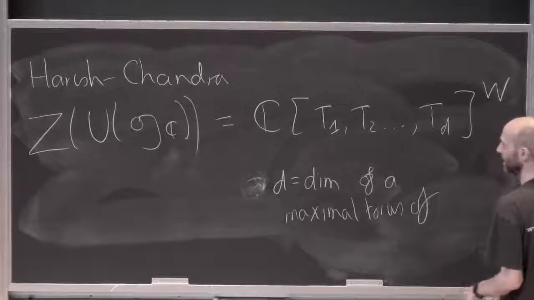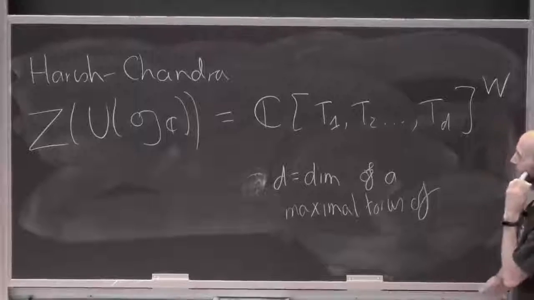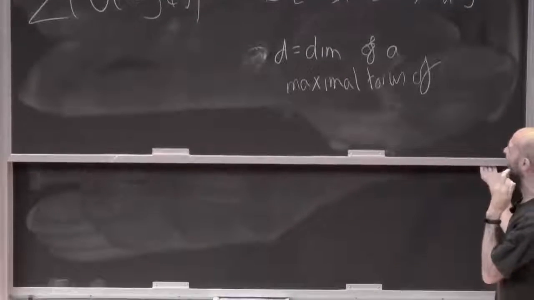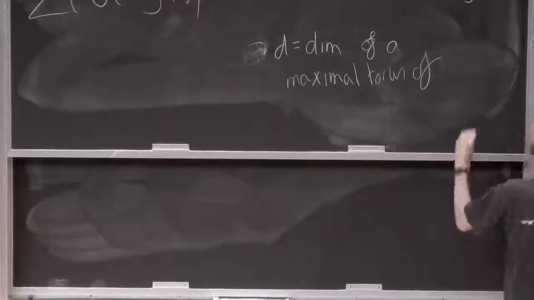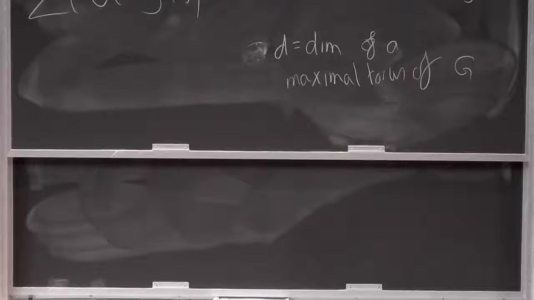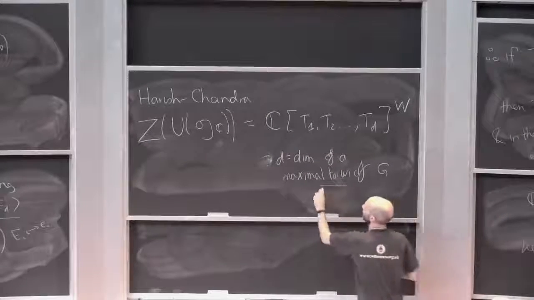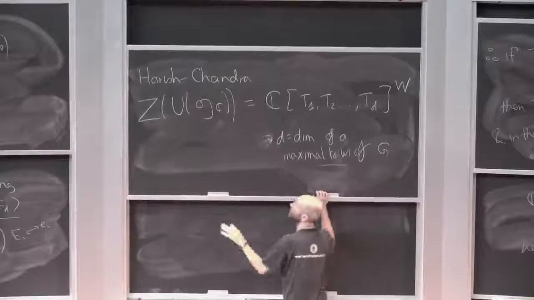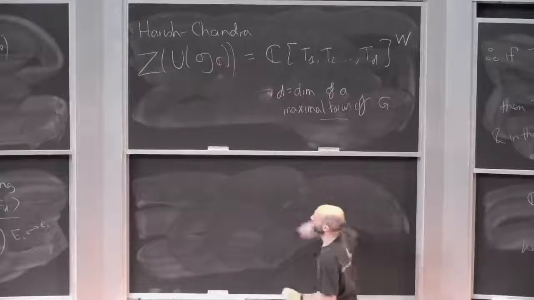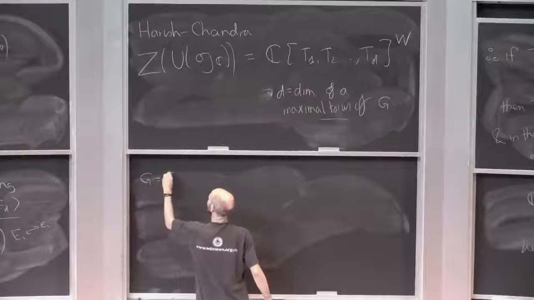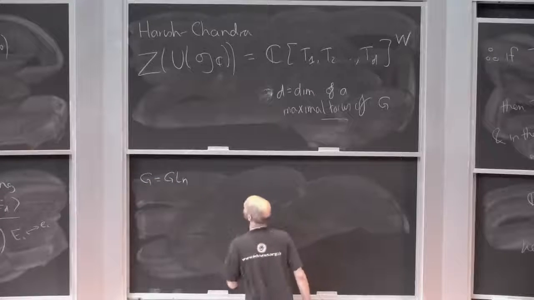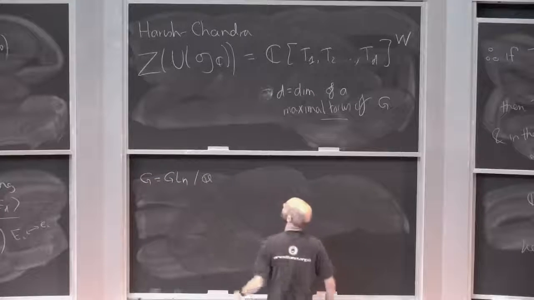I'm in trouble. I don't even know if it's the maximal torus or the maximal split torus. Curses. Let's not worry. This might be wrong. For general G, I don't quite understand the details. Let's do G as GL_n, right? Let's just do G as GL_n over Q for a minute, because then I understand the details.